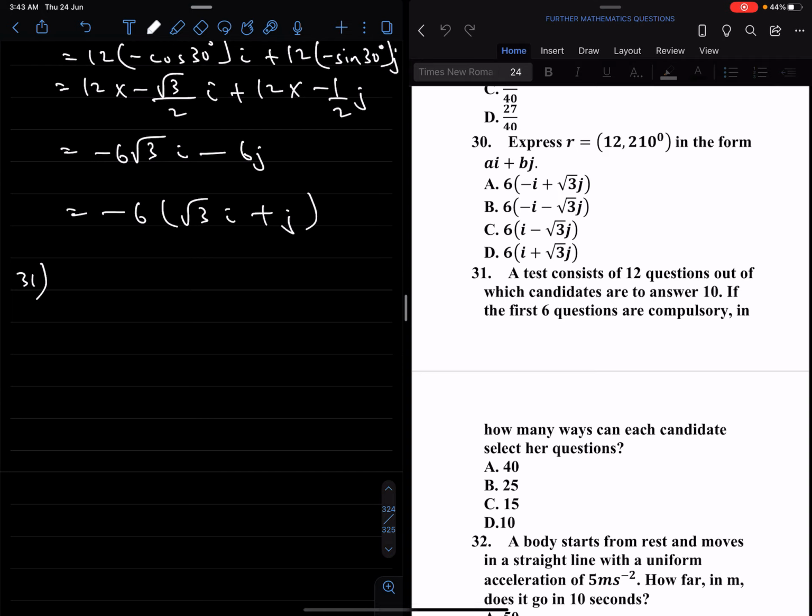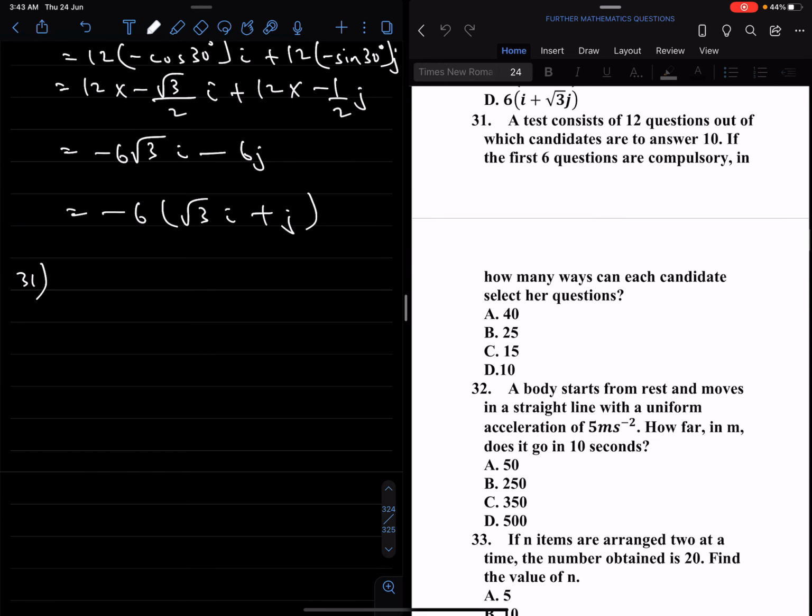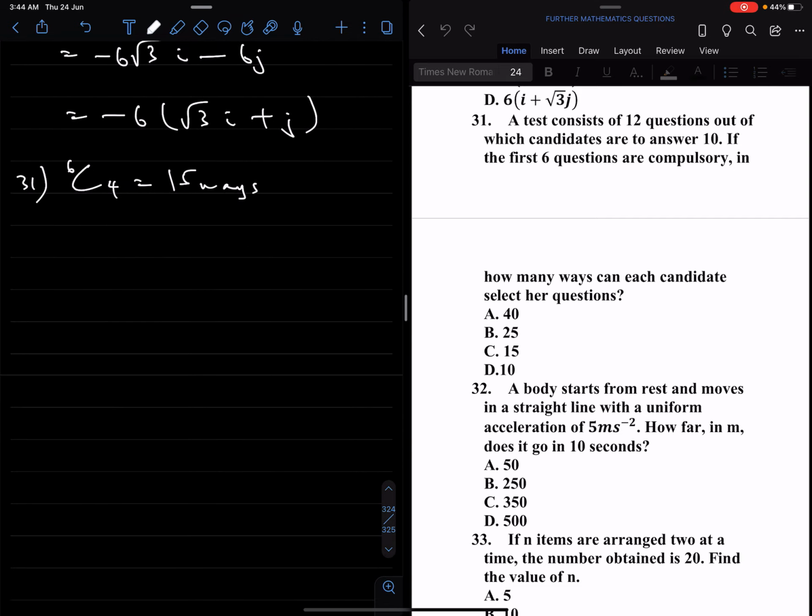A test consists of 12 questions, out of which candidates are to answer 10. If the first 6 questions are compulsory, in how many ways can each candidate select her questions? The number of ways will just be 6 combination 4, given that the first 6 questions are compulsory, and that's going to be 15. So you just have 15 different ways of selecting the remaining 4 questions from the 6 that are left. So to the next, which is 32.